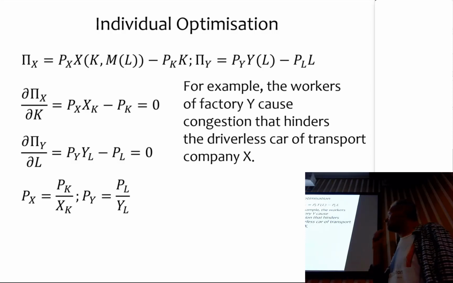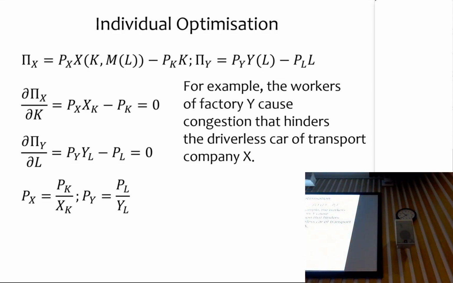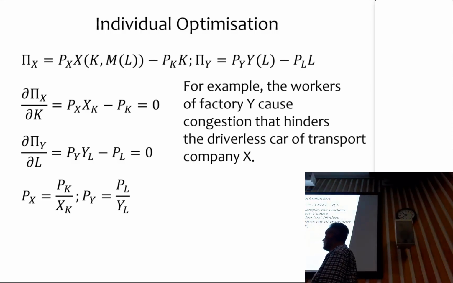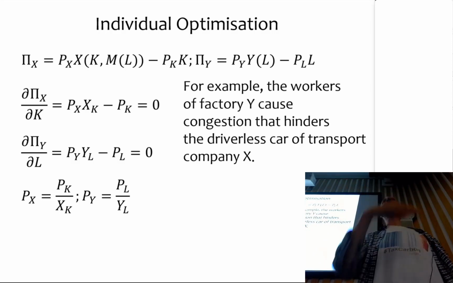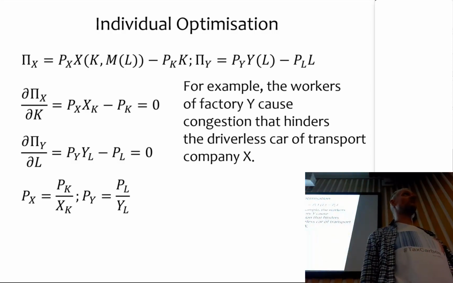And you can reorganize this such that P_Y is P_L over Y_L. So that's the price you pay, this is the price of labor over your marginal productivity, must equal how much you get out of it, right, per unit of production. And the same is true for P_X. So this is what the market would do. Individual optimization, price takers.